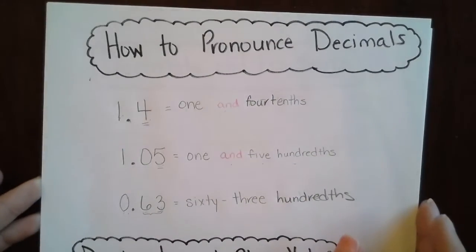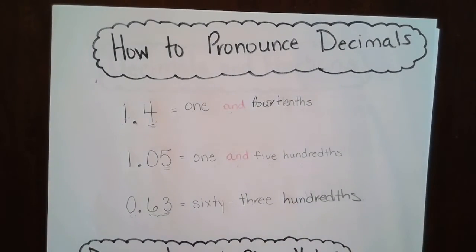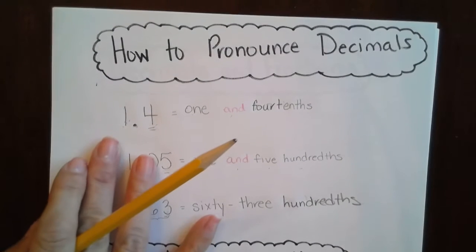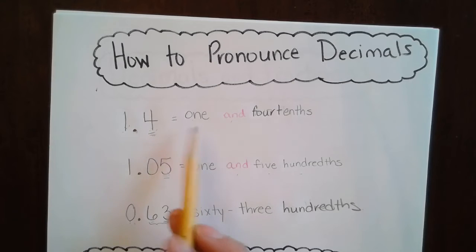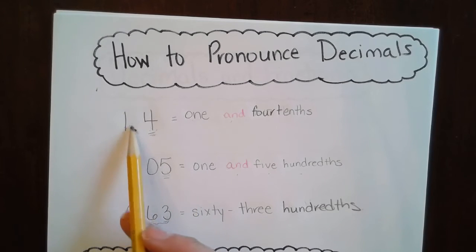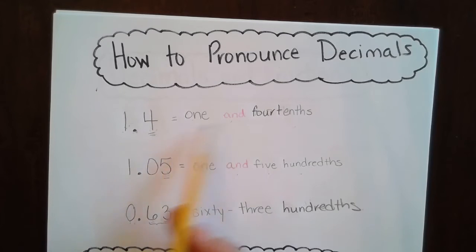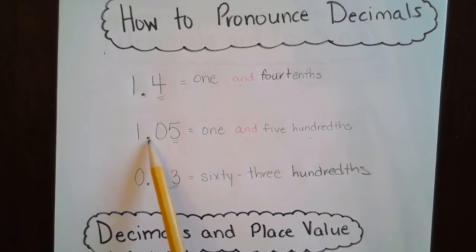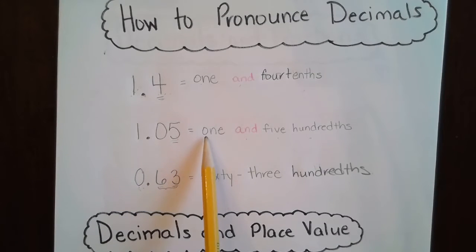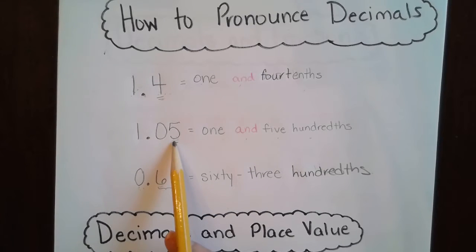So let's talk about how we pronounce decimals. One way to pronounce them is to just use the word point. For example, we can call this 1.4, but another way we can pronounce that is to say 1 and 4 tenths, because the 4 is in the tenths spot. Down here we have 1.05, which is pronounced 1 and 5 hundredths. The 5 is in the hundredths place.